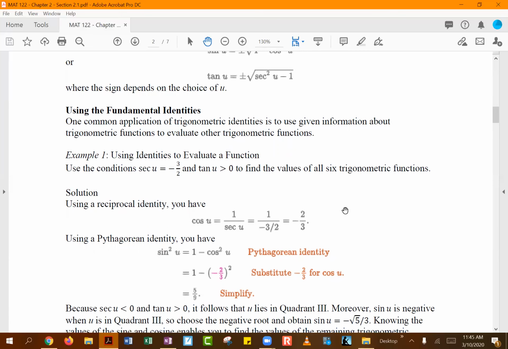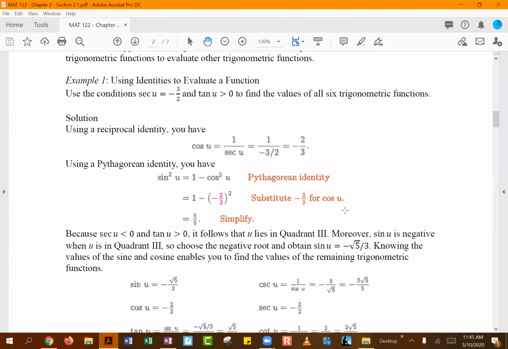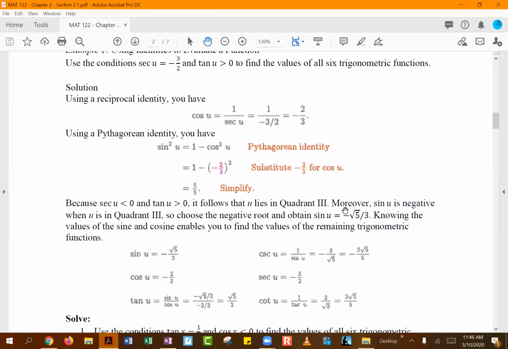All right, so let's take a look at how we can use these fundamental identities. We've got a basic example here. They're asking us to evaluate the function based on the information we have. They're telling us secant of u is equal to -3/2, and tangent of u is going to be a positive value. And based on that, they want us to come up with the six trig functions here.